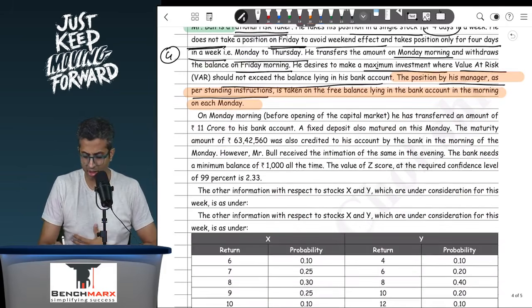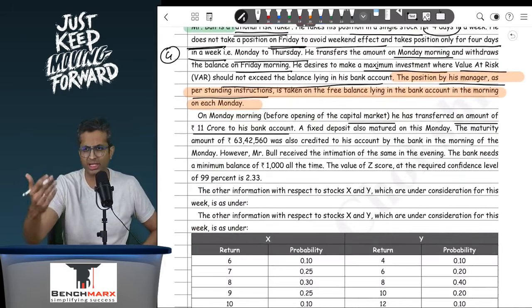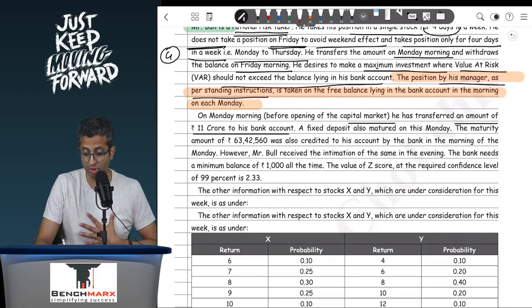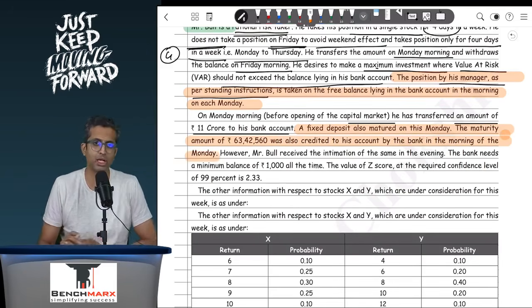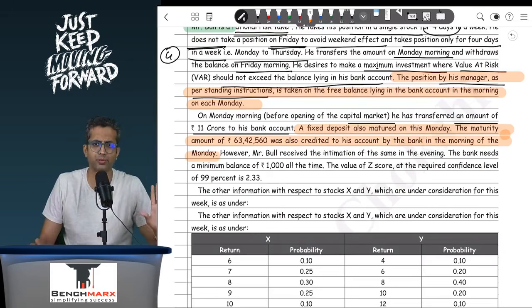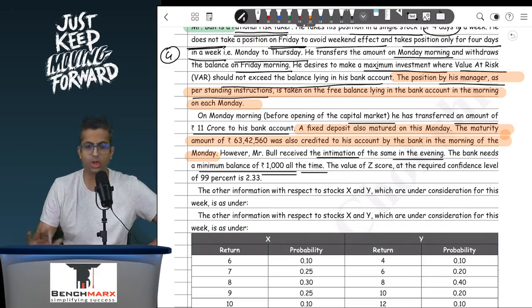Now on Monday morning, before opening of the capital market, he transferred an amount of 11 crore to his bank account. So Mr. Bull transferred that. So his manager would in all likelihood see that 11 crores and he will possibly take a position based on that. A fixed deposit also matured. Now this is the tricky part. A fixed deposit also matured on Monday. The maturity amount of 63 lakh 42,560 was also credited to the account on the morning of Monday. Now this is already there on Monday morning, and hence it is a part of your free balance in your account. However, Mr. Bull received the intimation of the same in the evening. The bank needs a minimum of 1,000 rupees at all times.